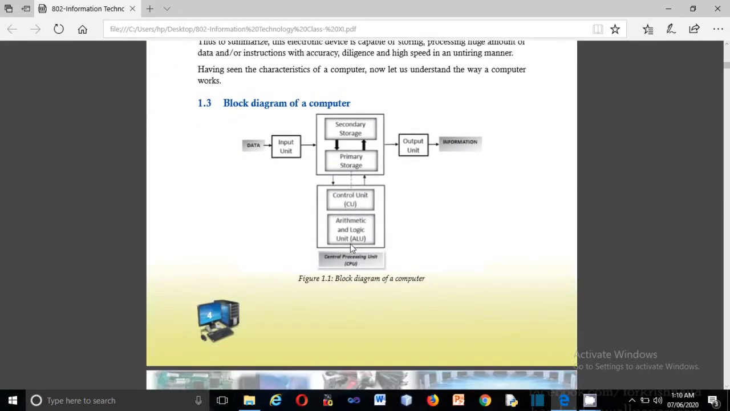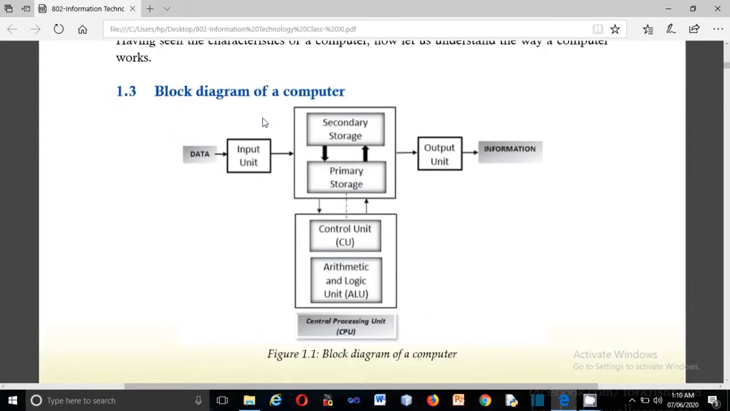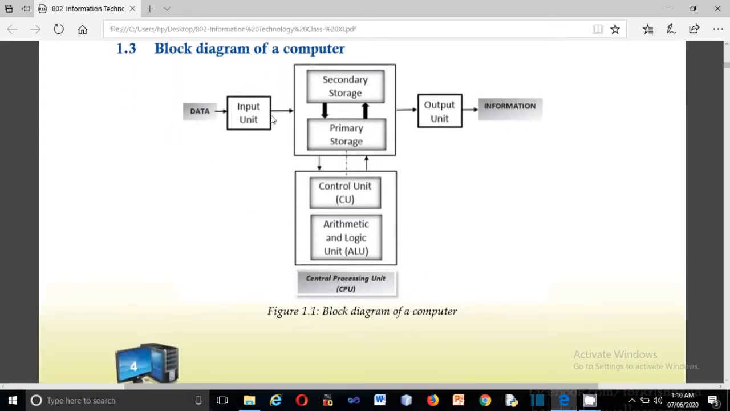So the last thing which we have to discuss is the block diagram of a computer, and it is a very important thing to understand, because this will come in the examination every year. The examiner simply tells you to write down the block diagram of a computer, explain its features, and explain each thing inside the block diagram of a computer.